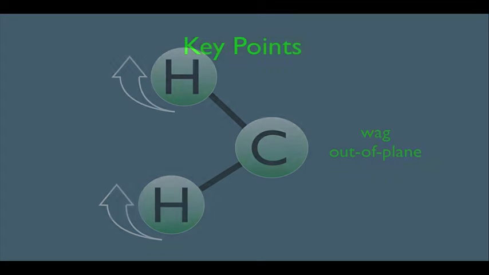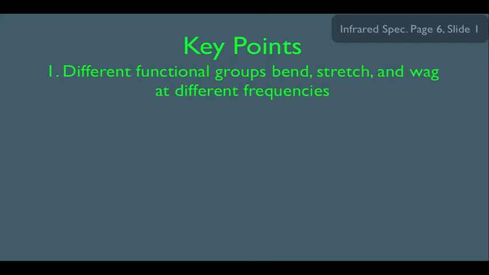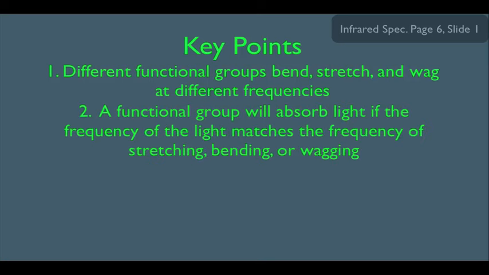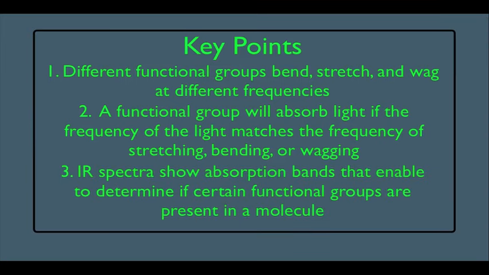However, what did we learn so far here? Key points. We saw that number one, different functional groups bend, stretch, and wag at different frequencies. And number two, the most important one here, a functional group will absorb light if the frequency of light matches the frequency of the stretching, bending, or wagging. And we saw number three here, IR spectrum show absorption bands that enable us to determine if a certain functional group or groups are present in a molecule.